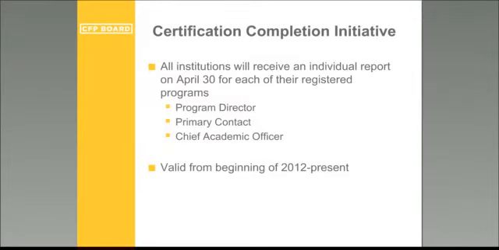So all institutions will receive an individual report on April 30th for each of their registered programs. It will go to the program director and the chief academic officer, whoever you have listed in the program as the chief academic officer. Those are the folks that are going to get it. The primary contact listed will not get it. It will just be the program director and the chief academic officer.